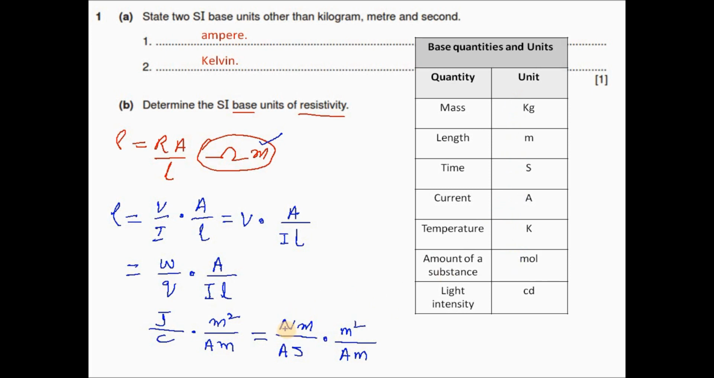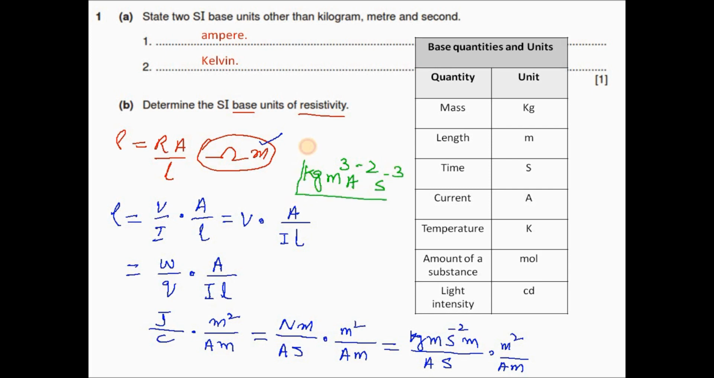Moreover, this Newton still does not belong to the base ones, so we replace this Newton with its equivalent base unit. Newton is the unit of force, and force is equal to MA. So we can say that this Newton is kg meter second minus 2, and this meter is there, divided by ampere second into meter square over ampere meter. And now finally you can do your maths. It's just algebra, cancellation, multiplication and division. Once you simplify, you have your final answer as kg meter cube ampere minus 2 and s minus 3. This is the SI base unit of resistivity.